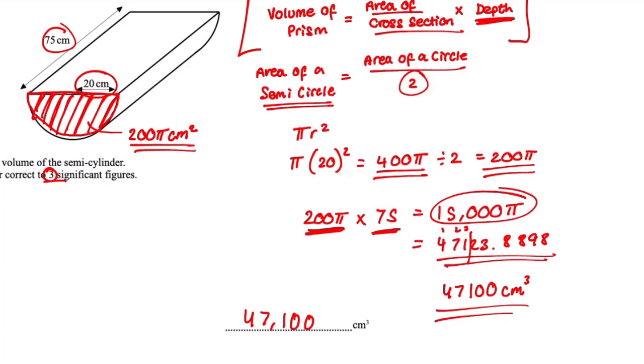Now, because it says to 3 significant figures, you need to put this into your calculator. When you put it into your calculator, it will output this decimal and you just round it to 3 significant figures.